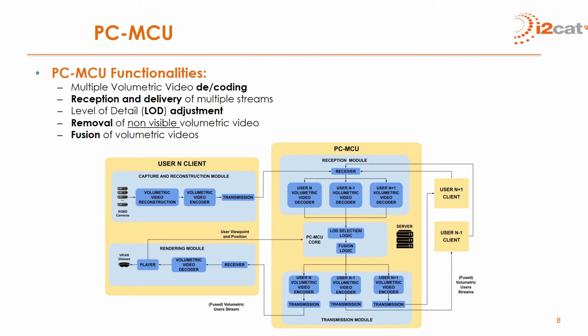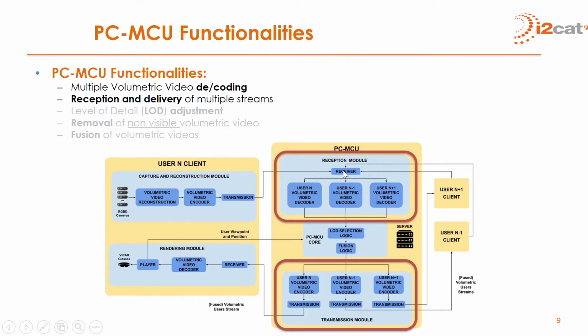Initially, we're going to talk about the reception and transmission module. The point cloud MCU is capable of receiving multiple streams from multiple end user clients, and of course is also able to transmit a tailored and optimized fused volumetric user stream for each end user. Connected to the reception and the transmission, we have the decoding and encoding modules. The point cloud MCU is able to perform multiple volumetric video decoding and encoding. The first stage is represented by the decoders, because they have to uncompress the received volumetric video for each user in order to provide an uncompressed volumetric video representation to the point cloud MCU core. And there are multiple encoding modules, one for each end user, in charge of compressing the specific stream for every user.